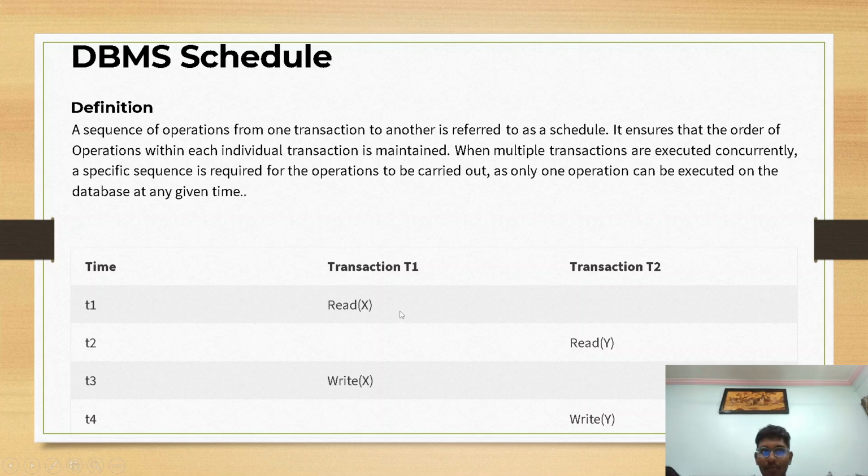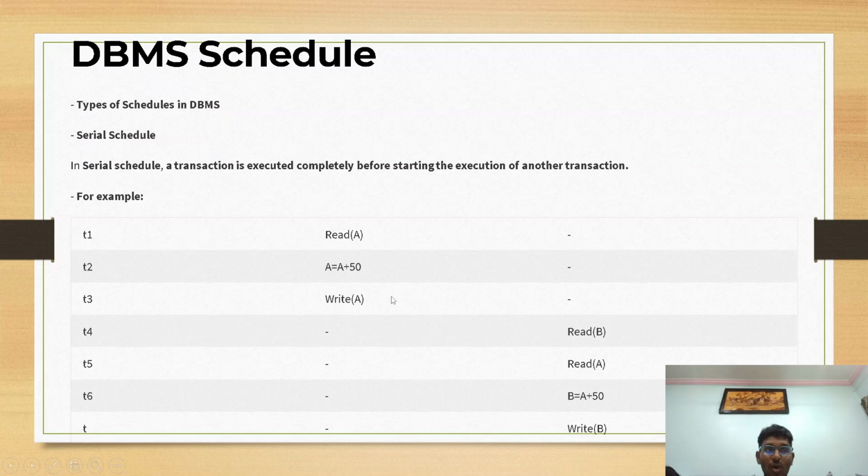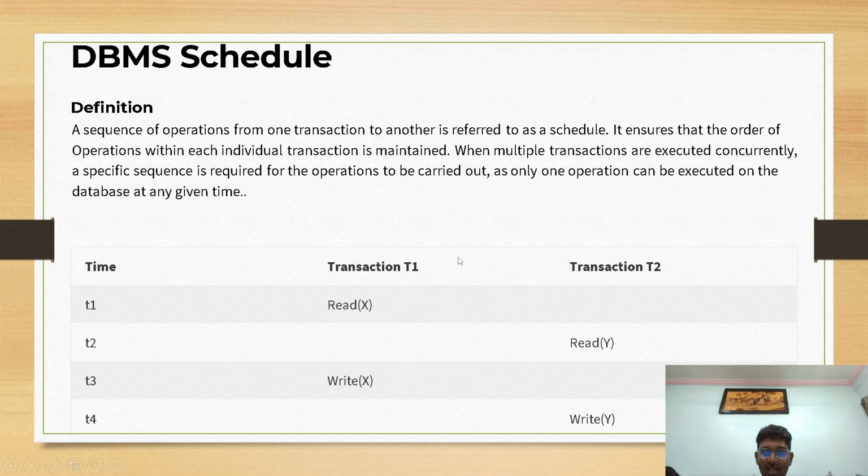So now, what is a serial schedule? In a serial schedule, a transaction is executed completely before starting the execution of another transaction. So here, a very simple example is that first of all, transaction A, all steps are completed, and after completion of this transaction, transaction B is starting, as opposed to the previous case which we saw that both are happening concurrently.